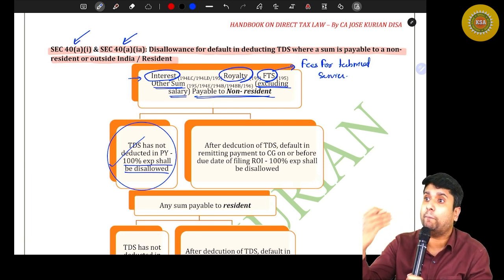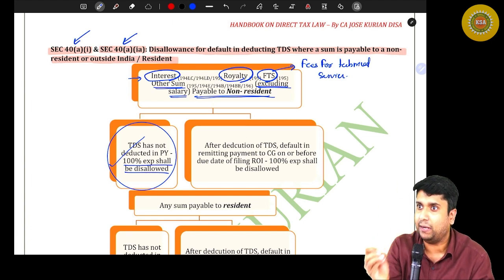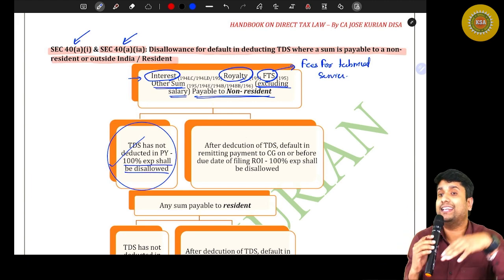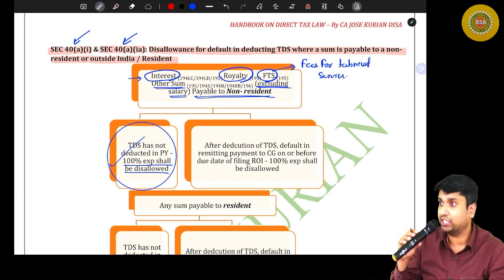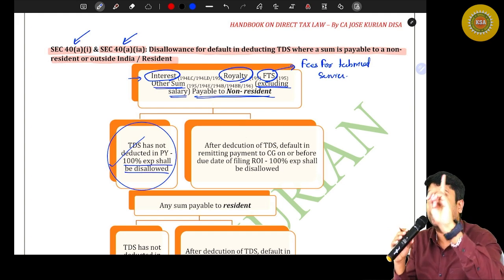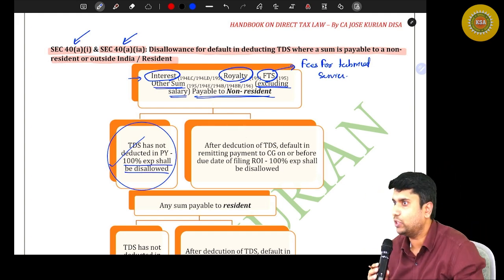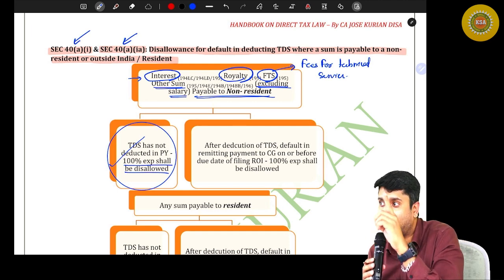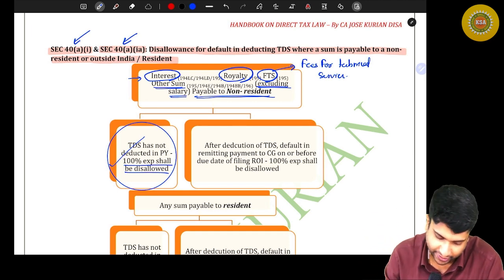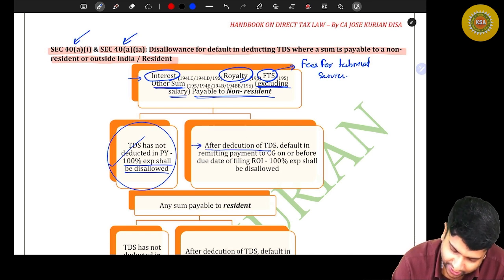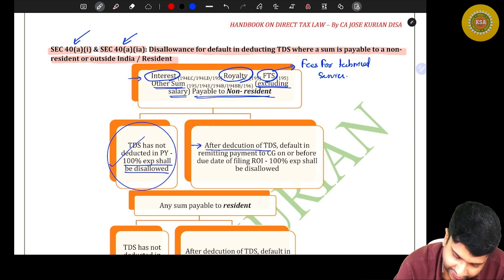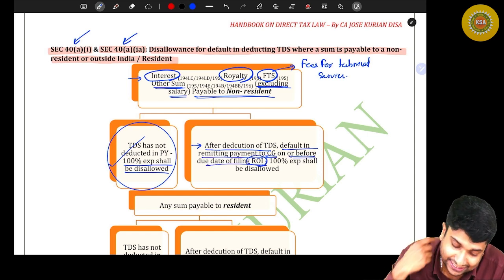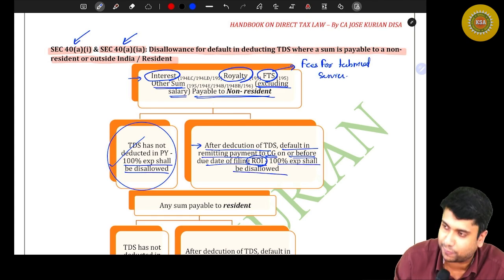That entire payment of rupees 10 lakh in our example paid by KS Academy to non-resident JK shall be fully disallowed. KS Academy cannot claim that 10 lakh as a deduction. If they want to claim 10 lakh as a deduction, they have to correctly deduct TDS. Are you with me? One more thing is there. After deduction, they have to make that particular payment to the credit of central government. So what is that second point? After deduction of TDS, if there is default in remitting payment to the central government on or before the due date of filing return of income, then also 100% of the expense shall be disallowed.